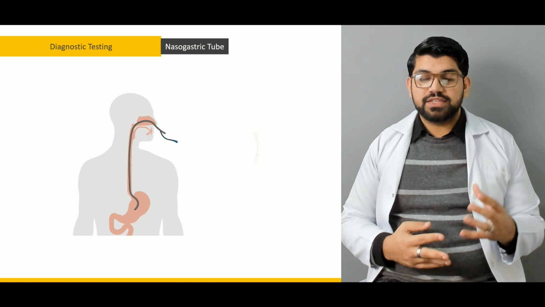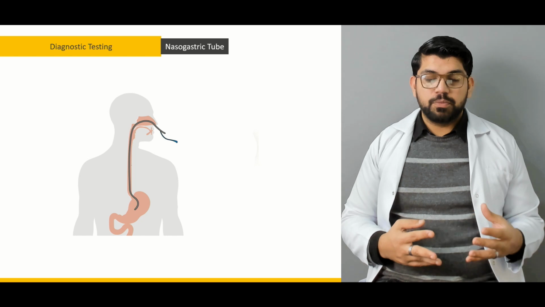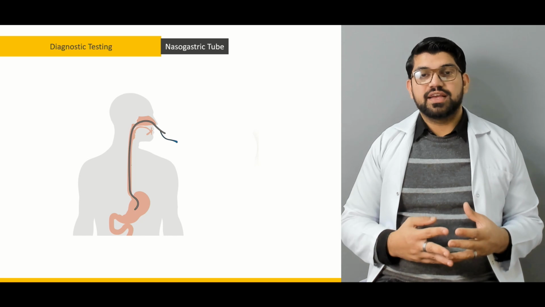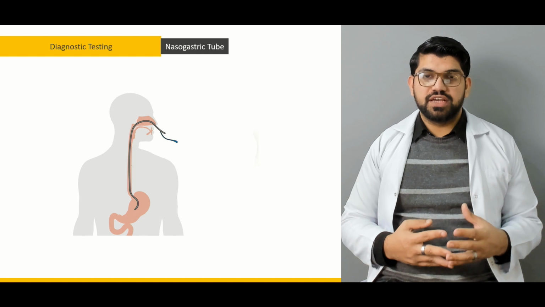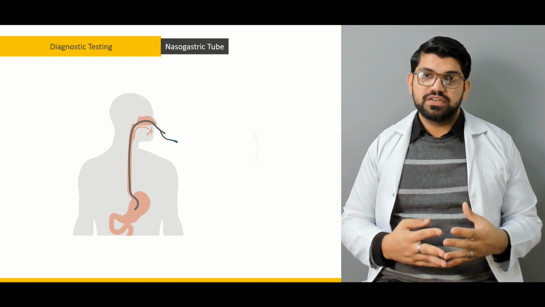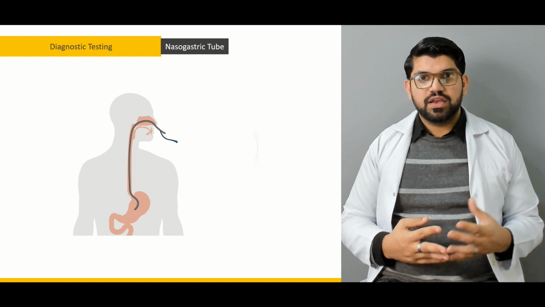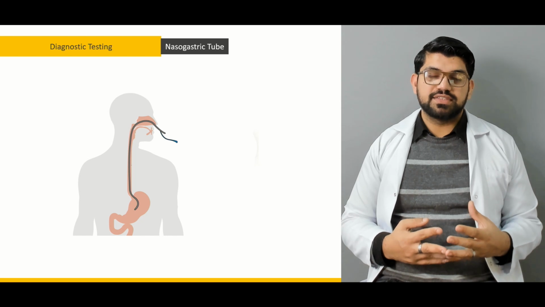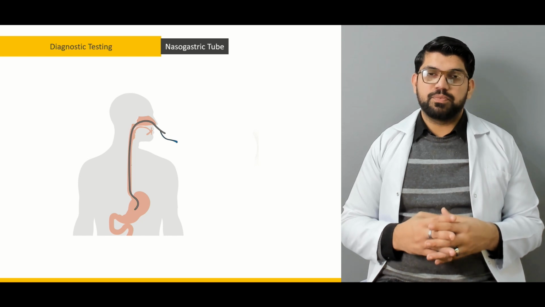At times, when you pass the endoscopic tube, the endoscopist cannot visualize the bleeding point because there's just a lot of blood collected inside. So aspiration of fluid or blood via the nasogastric tube can help you clear the excessive amount of blood collected inside the stomach and help the endoscopist visualize where the bleeding point is.